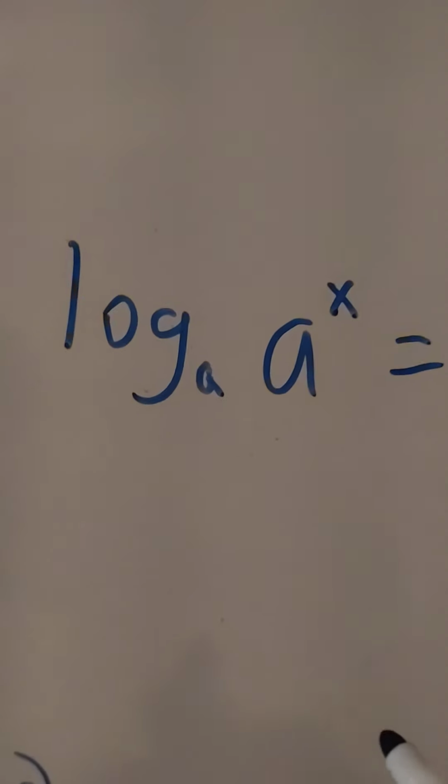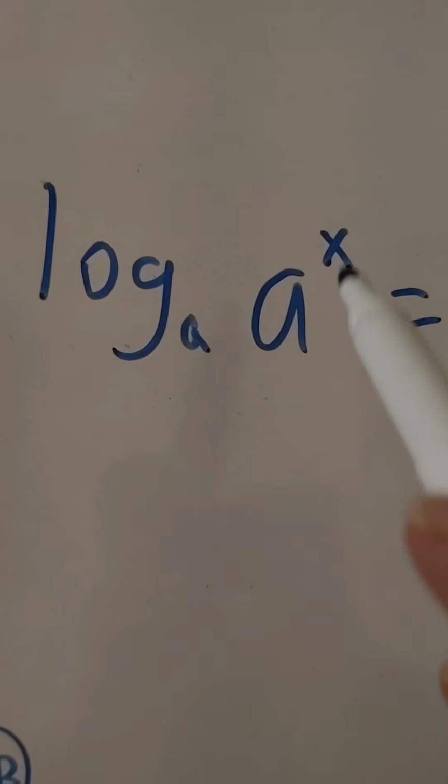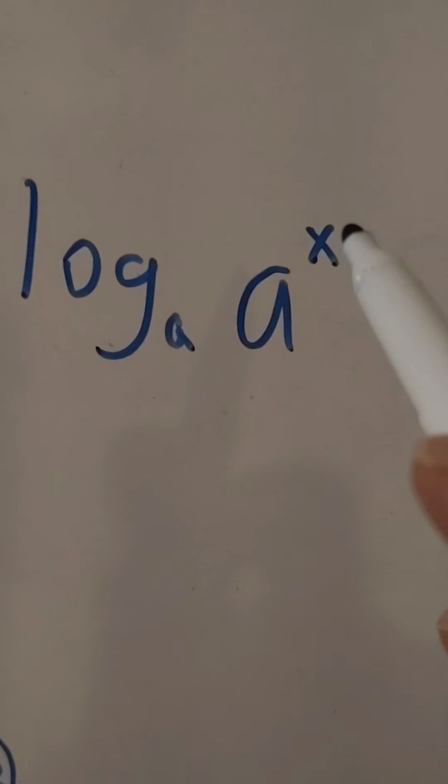Let me see. How about another log property since I have some time left here? Here's another log property. If you have log base a of a to the, we'll say, x power, what is that going to equal? This is a property of logs, because logs and exponentials are inverses of each other. So this is a cool property.